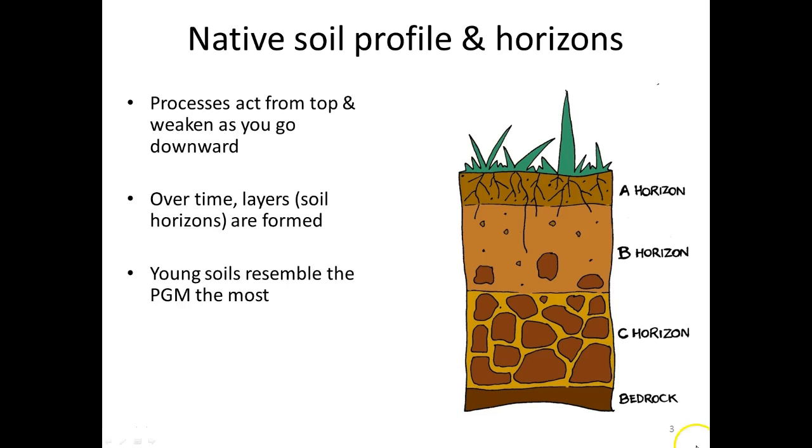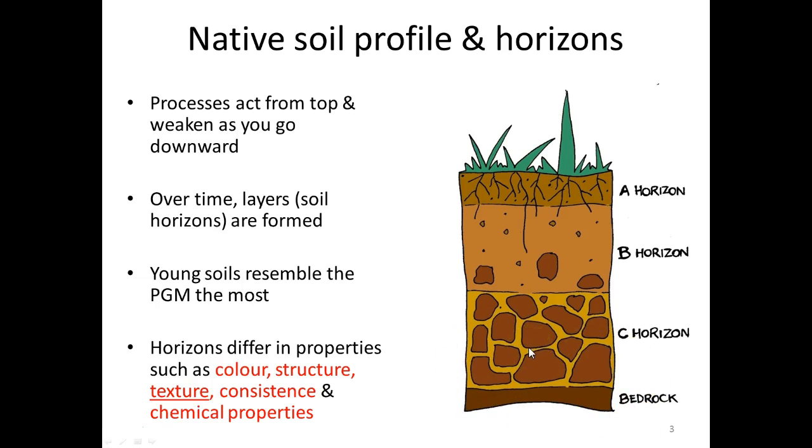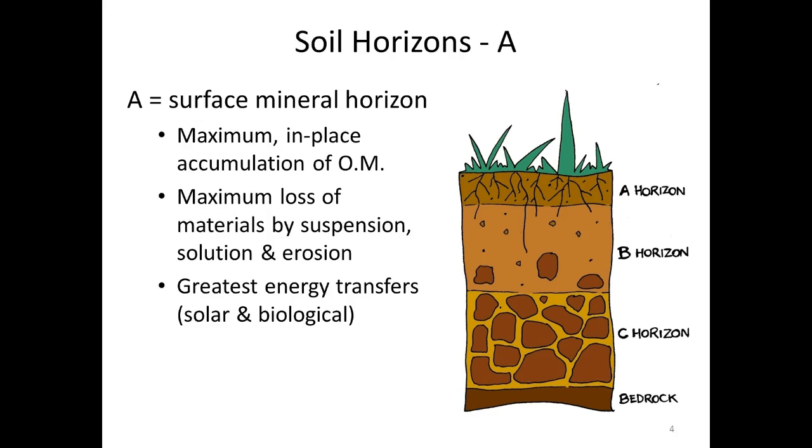Young soils tend to resemble the parent geologic material, the PGM, the most. In other words, the materials that you find in the C horizon or the bedrock. And how you differentiate different horizons depends on the properties, such as color, structure, texture, which was the focus of the last lab, consistence, and chemical properties.